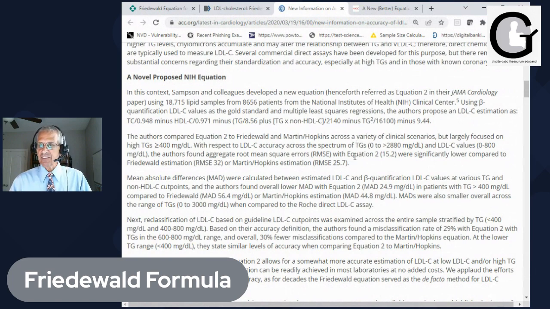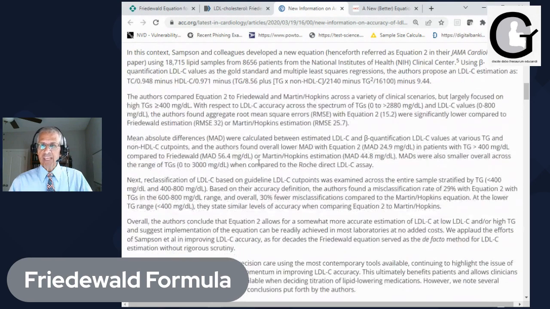And they did this, and this is root mean square error. The higher the root mean square error is, the worse it is. So this is 32, so that wasn't good. 25.7 is a lower root mean square error, and that makes it a little more accurate and a little bit more unbiased. Mean absolute differences.